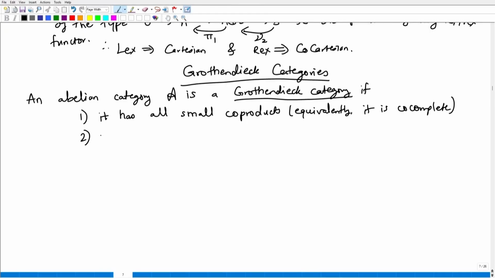But we are not going to write that all directed co-limits commute with finite limits. We are going to write that a directed co-limit of short exact sequences, or exact sequences that we wrote, it's also called short exact sequence, is again short exact.